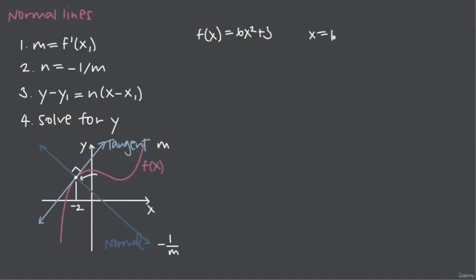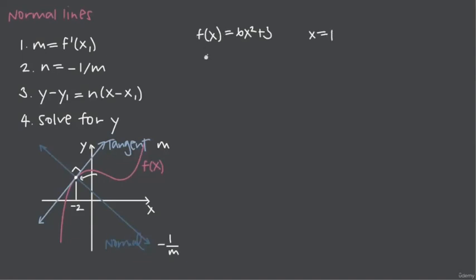Well, the first thing we want to do is find the slope of the tangent line, which is m. So that's our first step here. We want to find m, and the slope of the tangent line m is equal to the derivative of the original function evaluated at this x value that we're interested in.